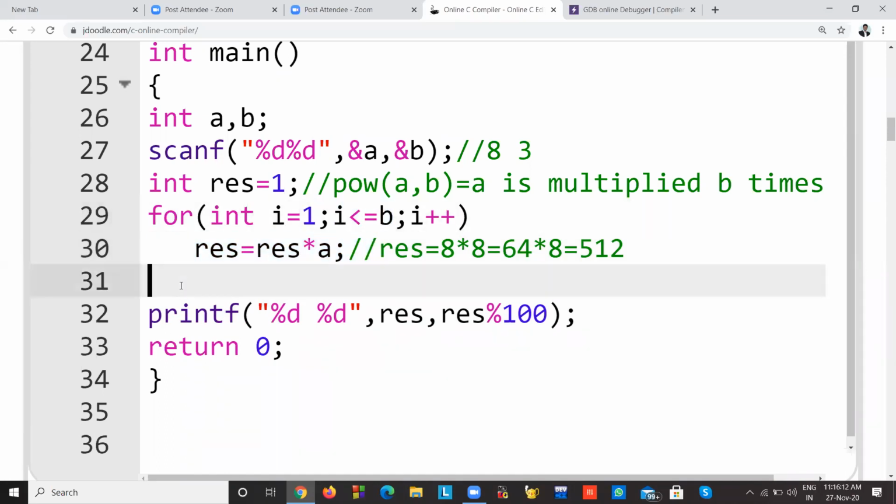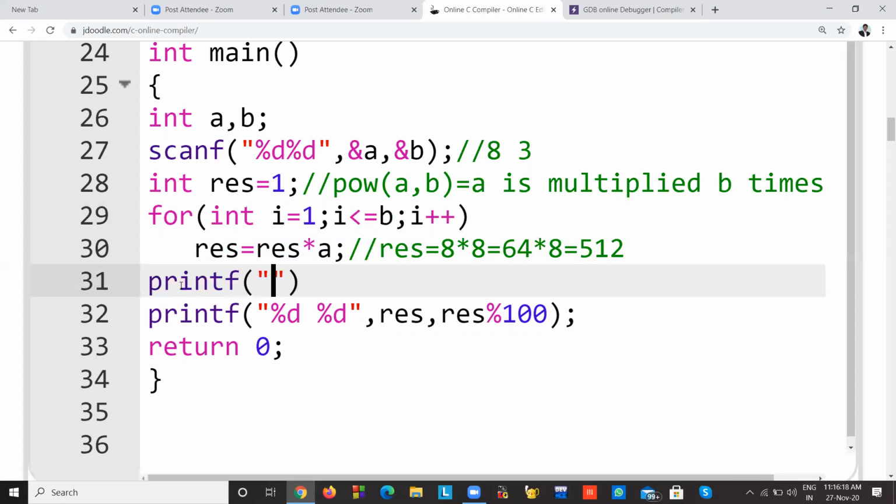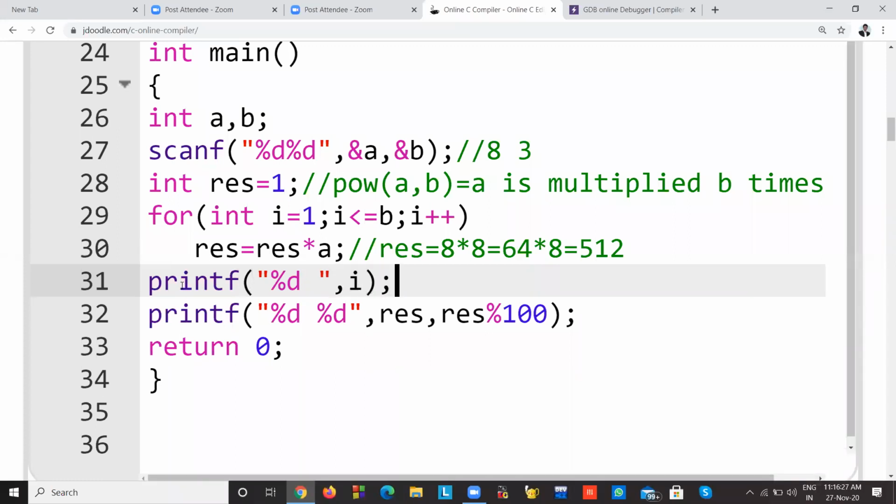So whatever I am going to write in the 31st line does not come under the for loop. This is not under the for loop, and it gets executed only when the for loop condition becomes false. Only after the loop becomes false will this 31st line execute.